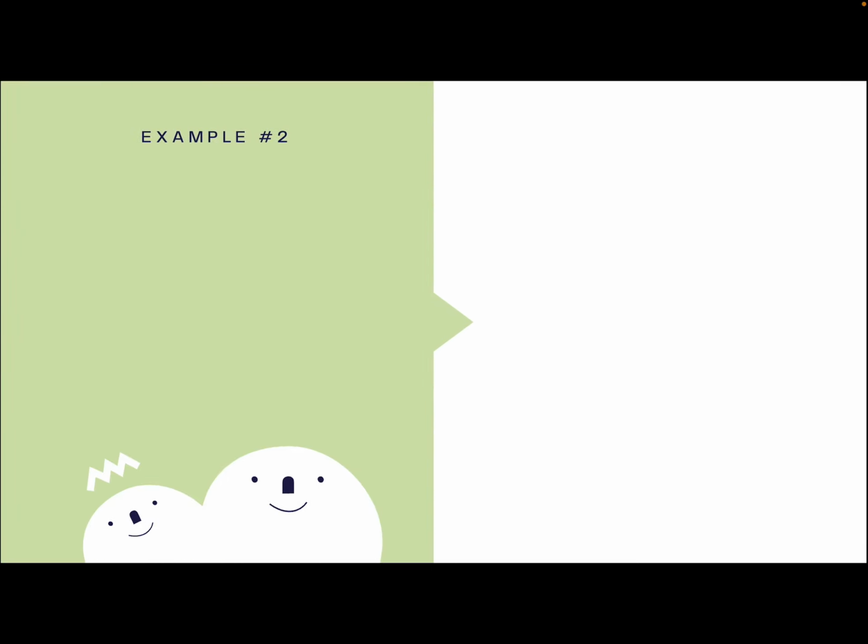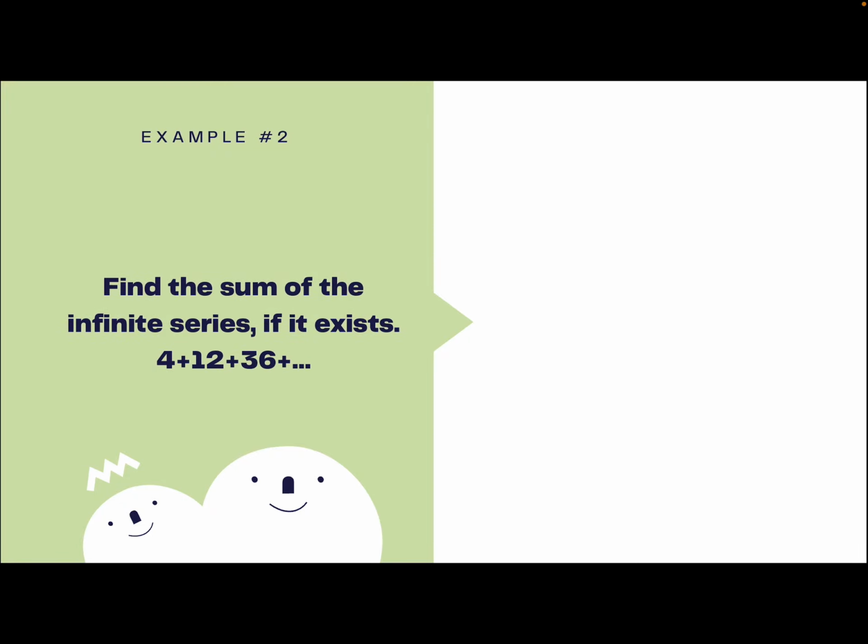Okay? So, in our example number 2, find the sum of the infinite series if it exists. Tingnan natin kung nag-exist tong si 4 plus 12 plus 36 plus and so on. So, we have the given A sub 1 is equal to 4. So, given na yung first term na 4, second term na 12, and then, to get the common ratio, divide natin si 12 na second term by the first term, 4. So, we have 12 divided by 4, that is 3. So, meron na tayong common ratio na 3.